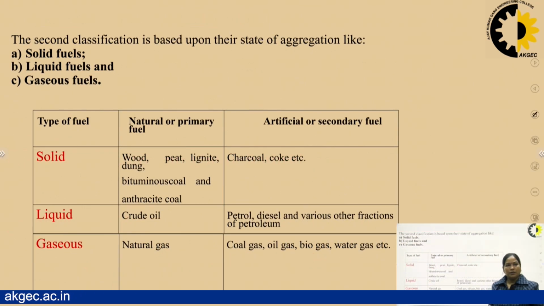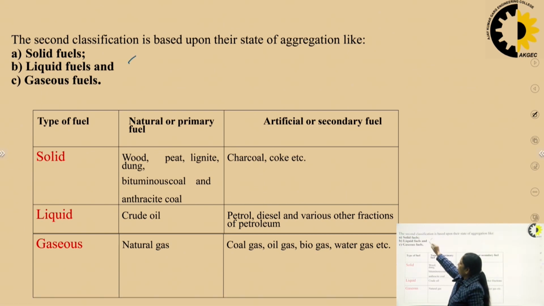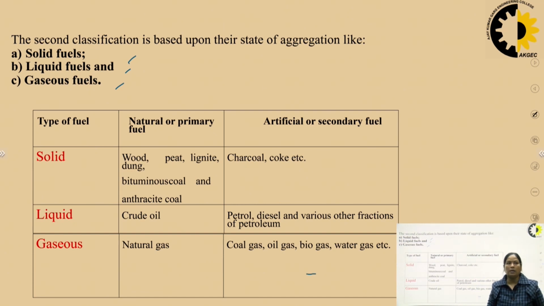The next classification is that we can classify fuel into three categories: solid fuel, liquid fuel and gaseous fuel. As we all know, we are using all types of fuel in daily life for domestic and industrial purposes. And we can also classify them in terms of primary fuel and secondary fuel. Some examples of solid fuels are wood, peat, lignite, all types of coal. Artificial or secondary solid fuels are charcoal and coke.